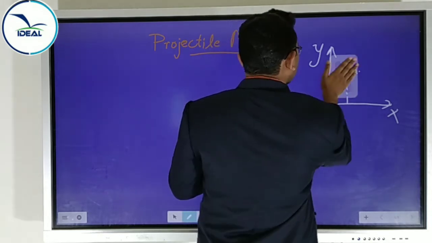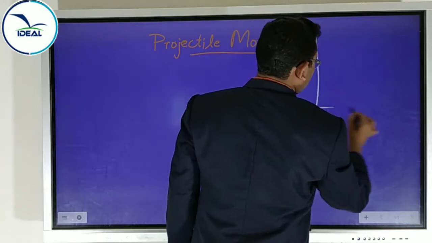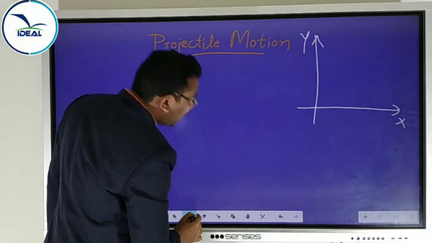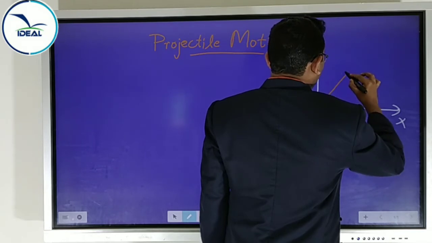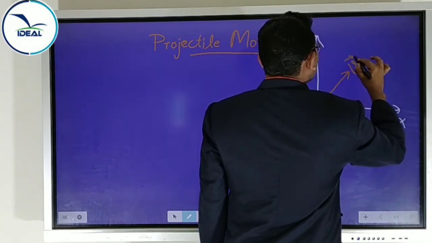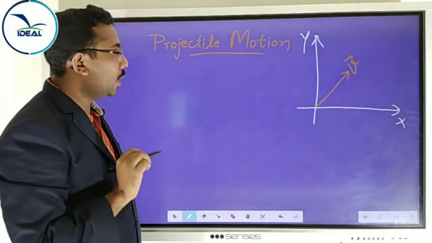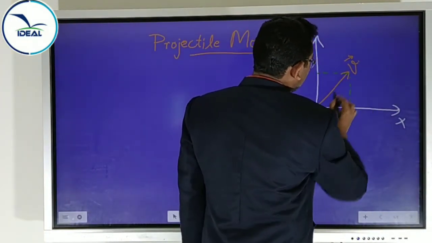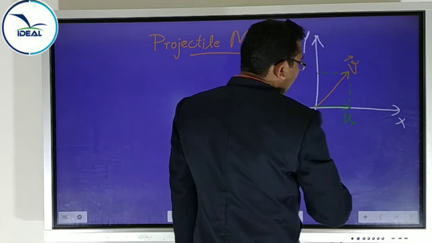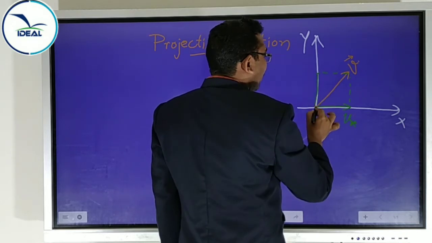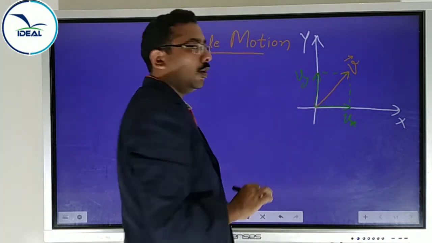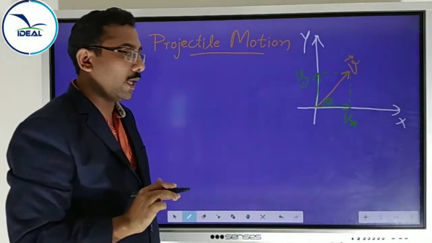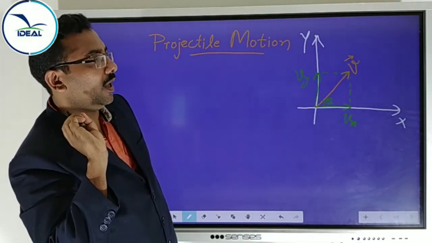What are the components? X-axis, y-axis. We have a velocity v. This velocity is a vector, a velocity in two dimensions. Then it has two components. We can split the velocity into Vx along the horizontal or x direction, and Vy along the vertical or y direction. Theta is the angle made by the velocity with the horizontal. A body is thrown with an initial velocity v at an angle theta.